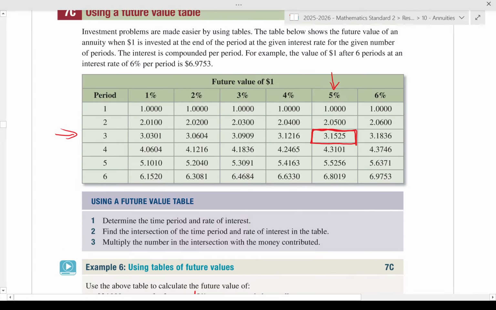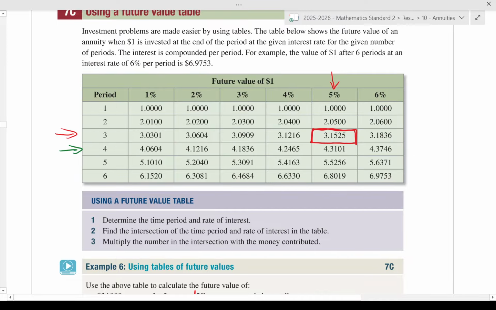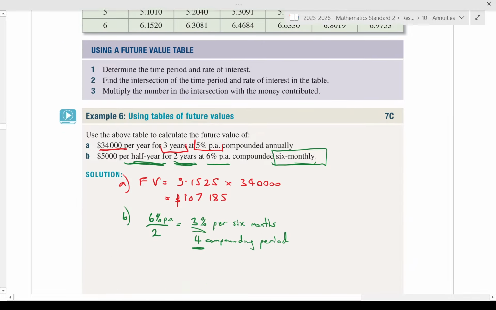So let's go back up. There's 4 compounding periods, and we're doing it for 3%. So we go across, and that is the value for $1. So if we invested $1 for 2 years, compounded every 6 months at 6% per annum, which is 3% per 6 months, we would have $4.18.